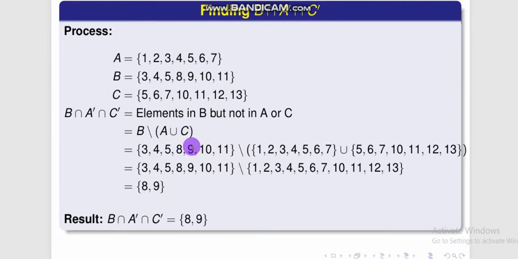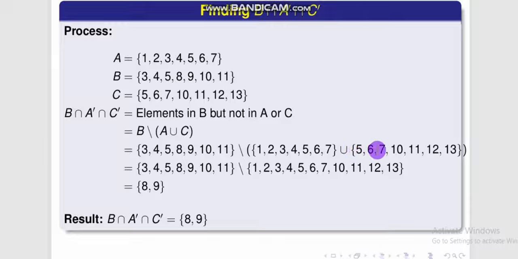Now we bring our set B here. This is set B. You see, from 3 to 11, we bring it here. Then set minus, okay, then open bracket as given here. Then our set A, look at set A here. So you bring set A here. Union set C, you bring set C. So you unite set A and set C. 1, 2, 3, 4, 5, 6, 7.